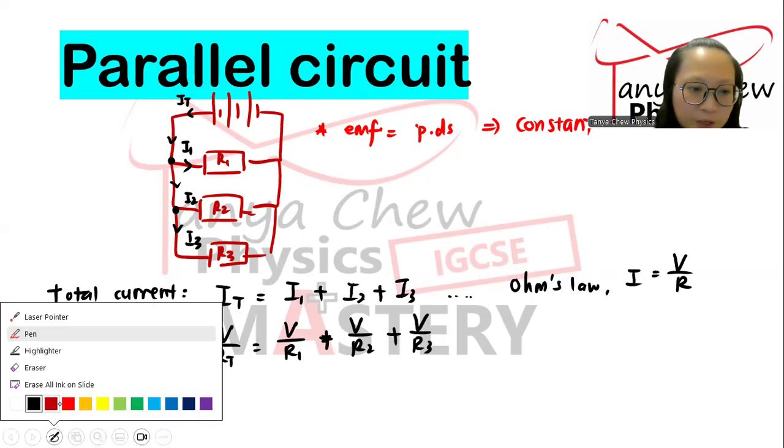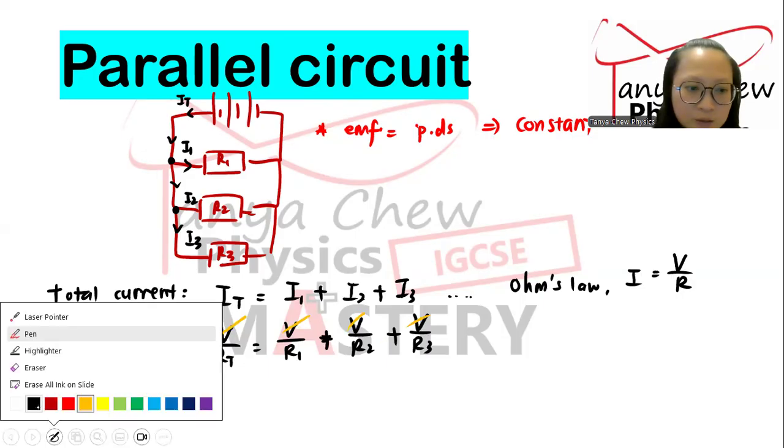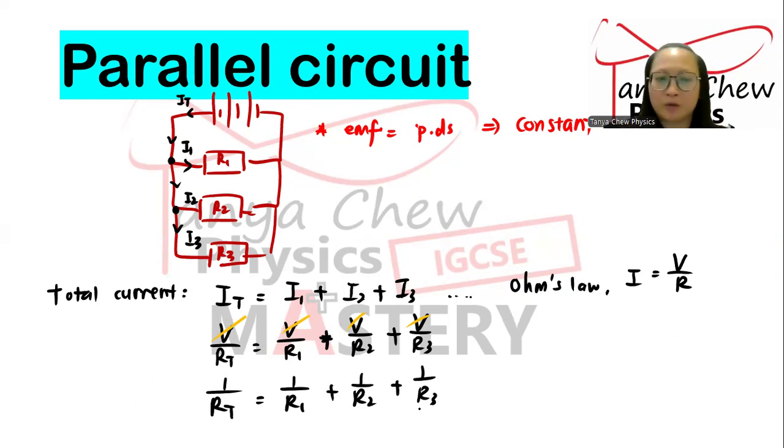Now my favorite part, cancel all the V. So you get 1 over R total is equal to 1 over R1 plus 1 over R2 plus 1 over R3. So bear in mind, when the resistors are connected in parallel, it is 1 divided by the resistance plus 1 divided by the other resistance plus 1 divided by the other resistance. You add up and then just invert it.